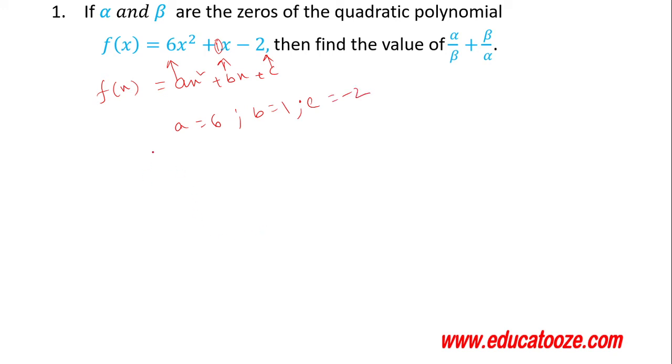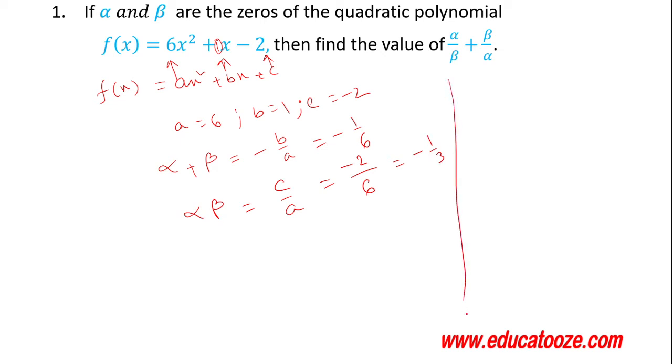Then we know if alpha and beta are the zeros of the quadratic polynomial, that means alpha plus beta equal to minus b by a. We have just seen earlier, that is minus coefficient of x divided by coefficient of x square. That means minus 1 by 6. What is alpha beta? Alpha beta is c by a. What is c here? C is minus 2, a is 6. That is nothing but minus 2 by 6, which is minus 1 by 3.